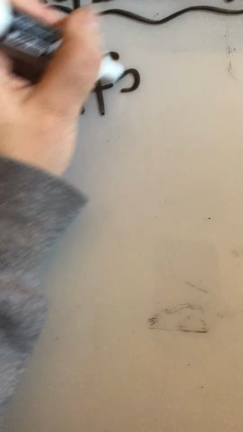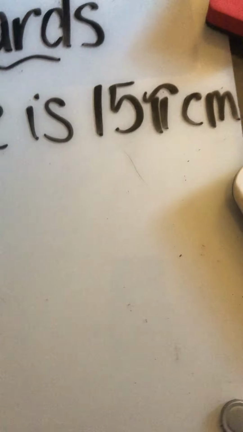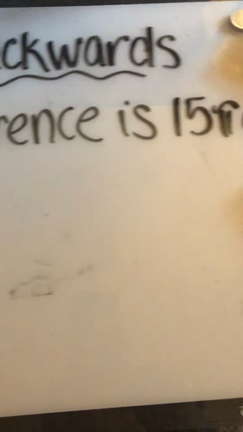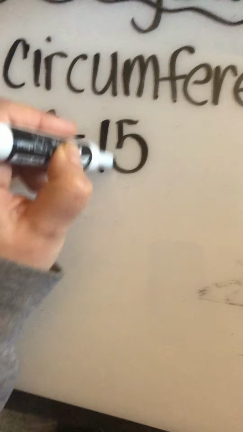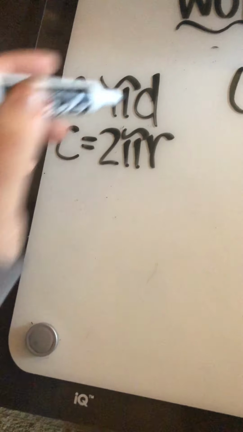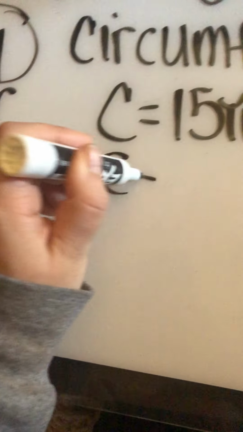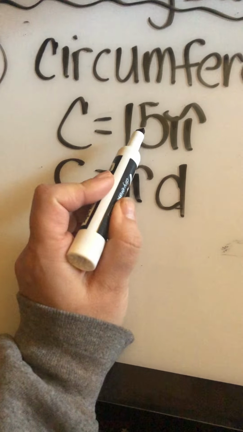Let's see. Okay, so this time the circumference is 15 pi centimeters. Run out of room. Okay. So if the circumference is 15 pi centimeters, I'm going to rewrite it as C equals 15 pi. Again, this looks like my formula, C equals pi d. If that's the case, I now know that my diameter is 15.